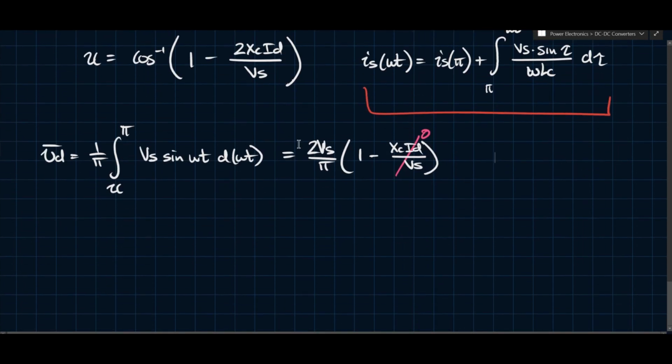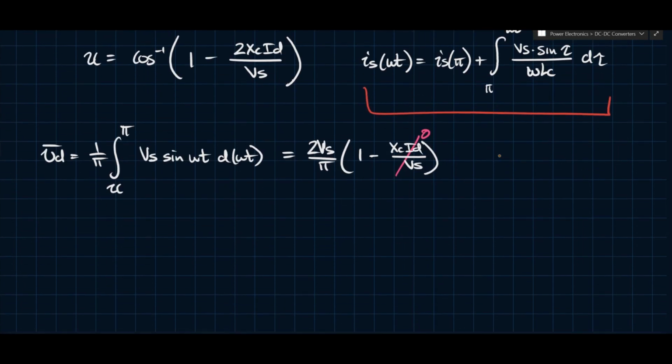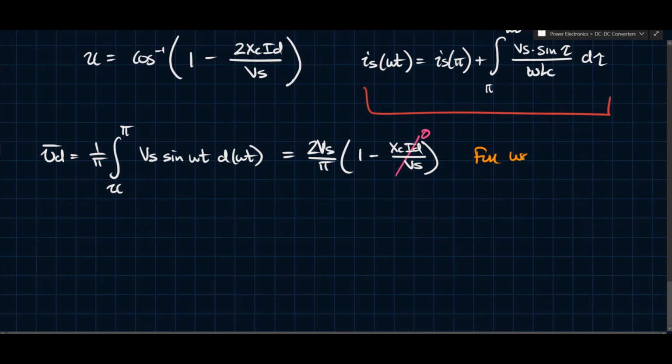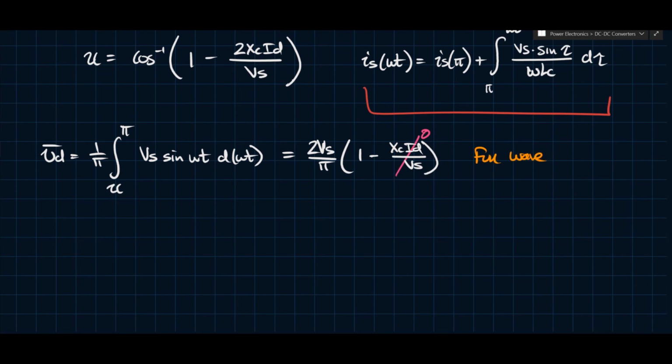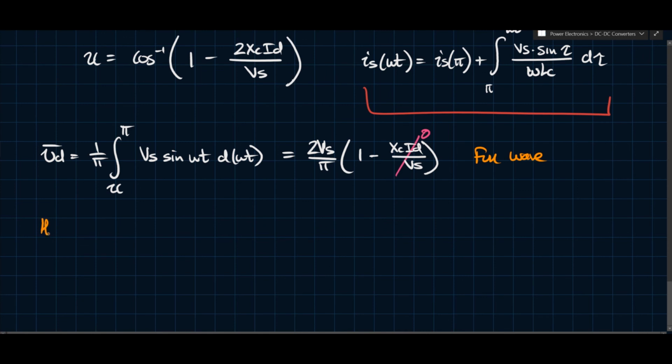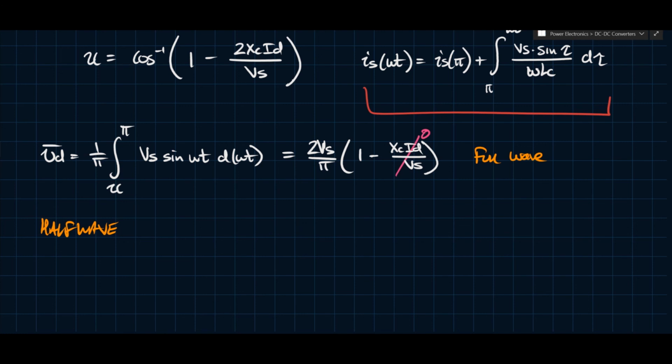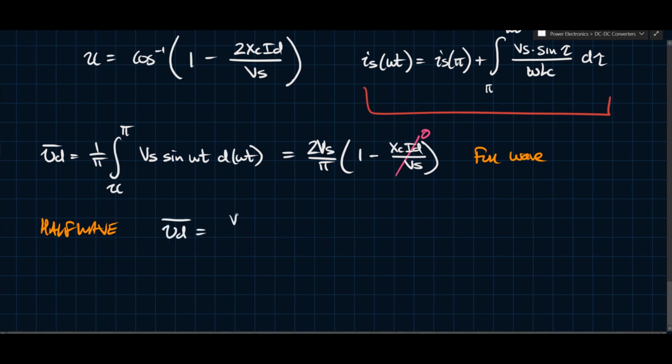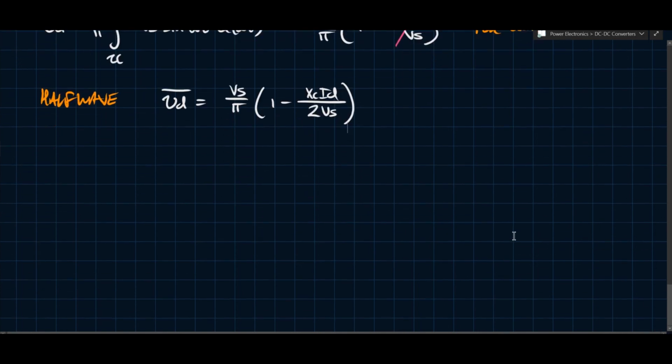And if we compare this, so this is for the full wave, with the half wave case, and again, this is from the half wave video. If you haven't seen it, I'll link it below. In the half wave case, we had Vs over pi times 1 minus XcId over 2 Vs. So the full wave case is twice the half wave regulation.